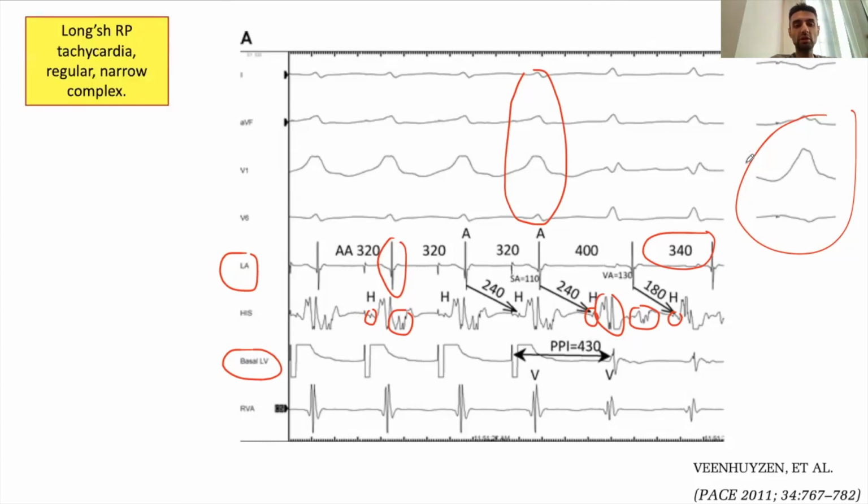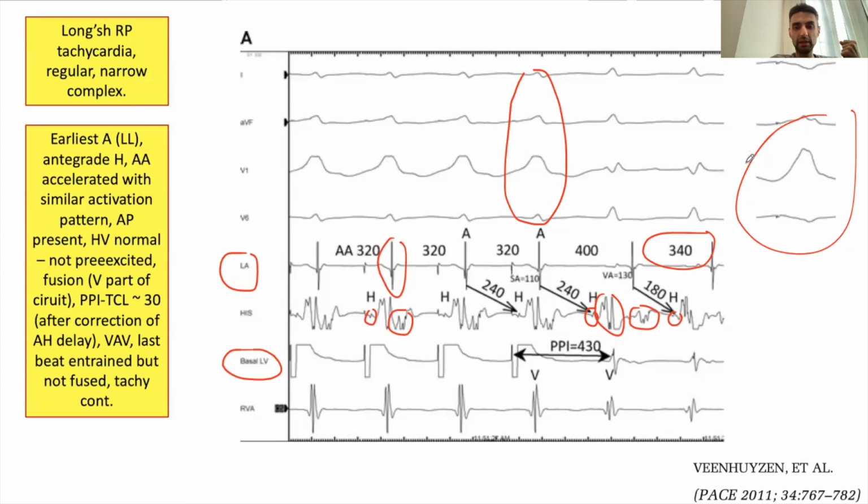So it's long RP tachycardia, it's regular, narrow complex tachycardia. Earliest A is at the left lateral. There's antegrade His, AA accelerated with the same activation pattern during ventricular pacing. There's accessory pathway present. HV is normal, so not pre-excited tachycardia. There is fusion, so V is part of the circuit. PPI minus tachycardia cycle length around 30 after correction for AH delay, like we said. There was VAV response, so last beat entrained but not fused, and tachycardia continued. So again, left AVRT with left-sided pathway.